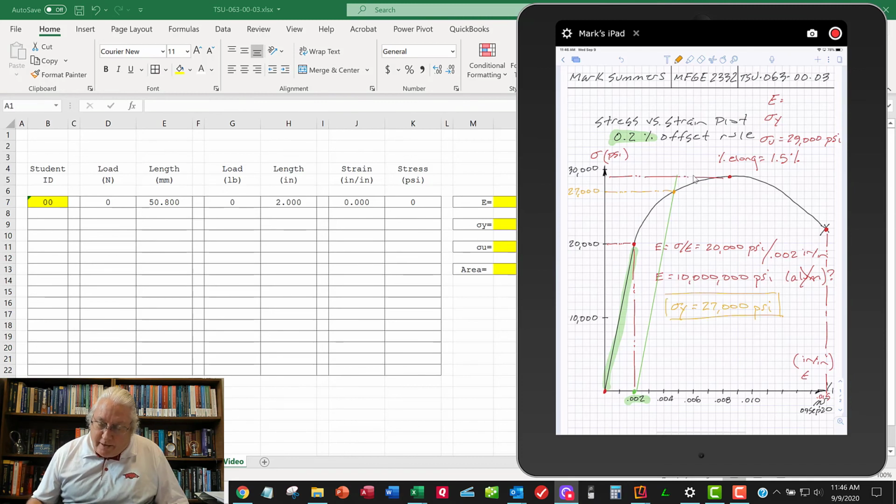So if it's got a well-defined yield point, you just read it off the chart. If it doesn't have a well-defined yield point, then you can use this 0.2% offset rule to calculate a yield point for your material. So that'll complete this video.